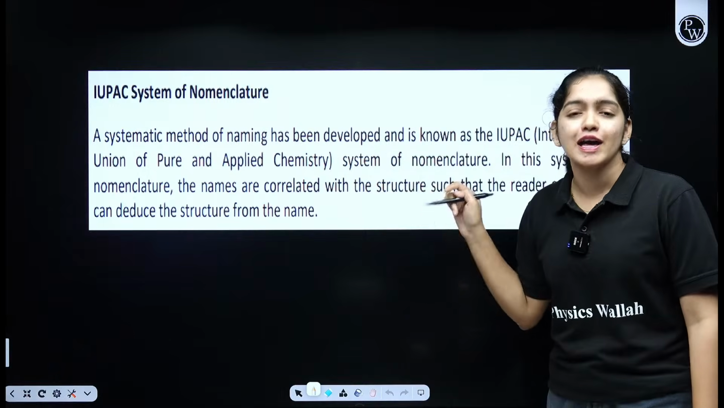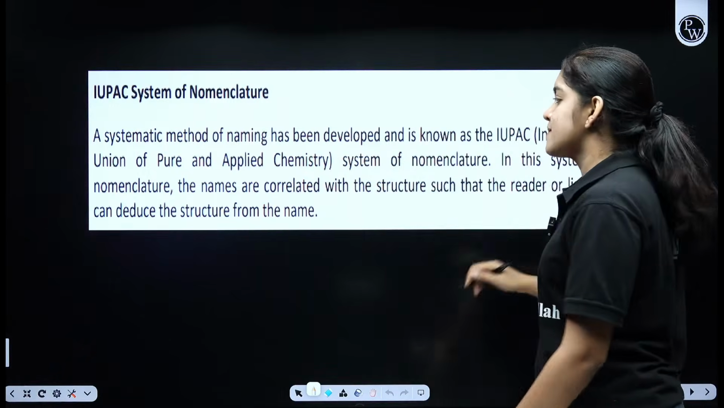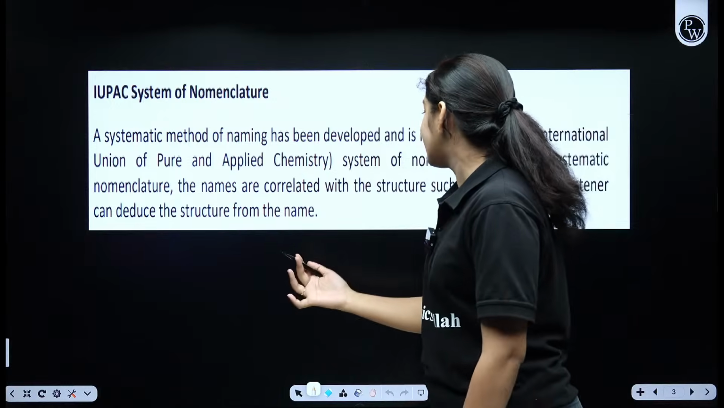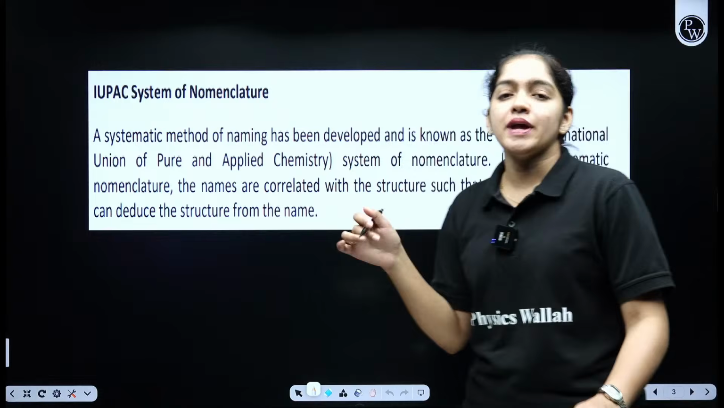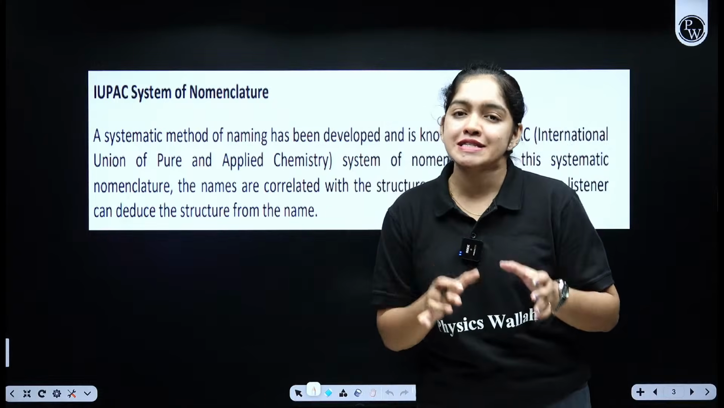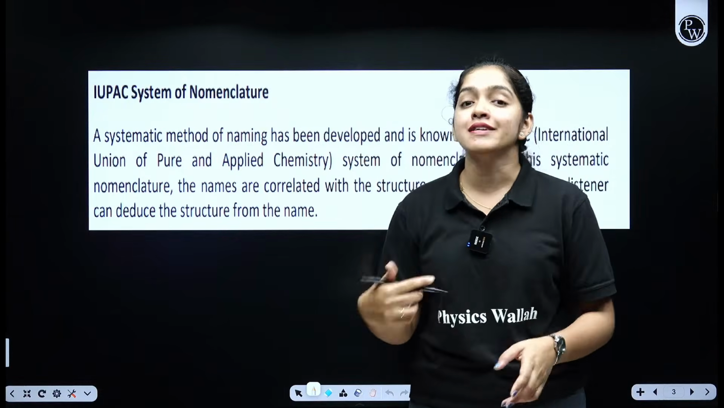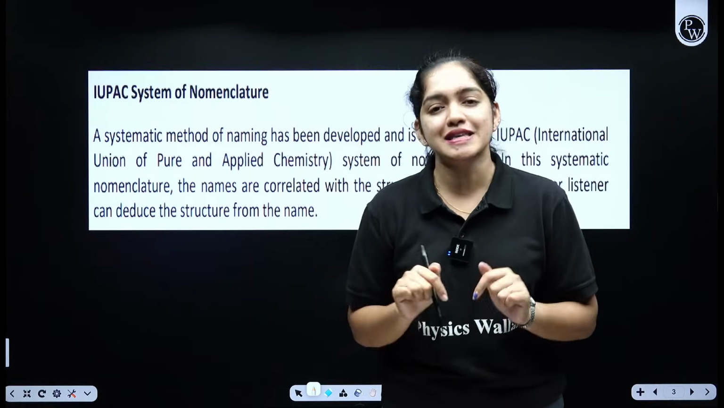So we are following IUPAC naming, and in systematic nomenclature, the names are correlated with the structure such that the reader or listener can deduce the structure from the name. If a name is given, we can draw the structure also. And if the structure is given, we can write the name also. That we are going to study in today's session. Okay.